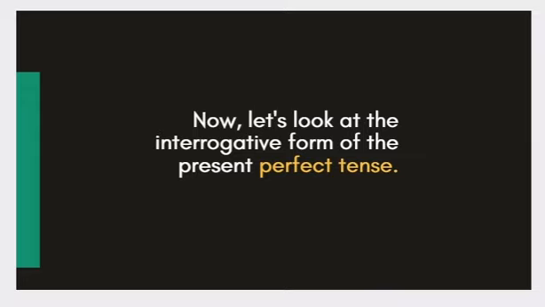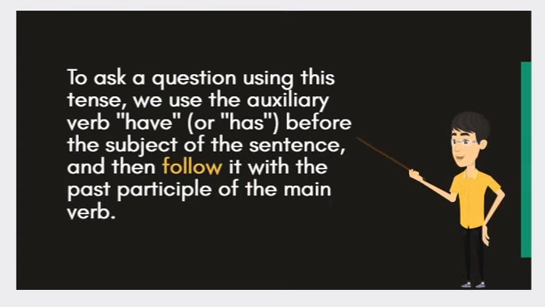Now, let's look at the interrogative form of the present perfect tense. To ask a question using this tense, we use the auxiliary verb have, or has, before the subject of the sentence, and then follow it with the past participle of the main verb.